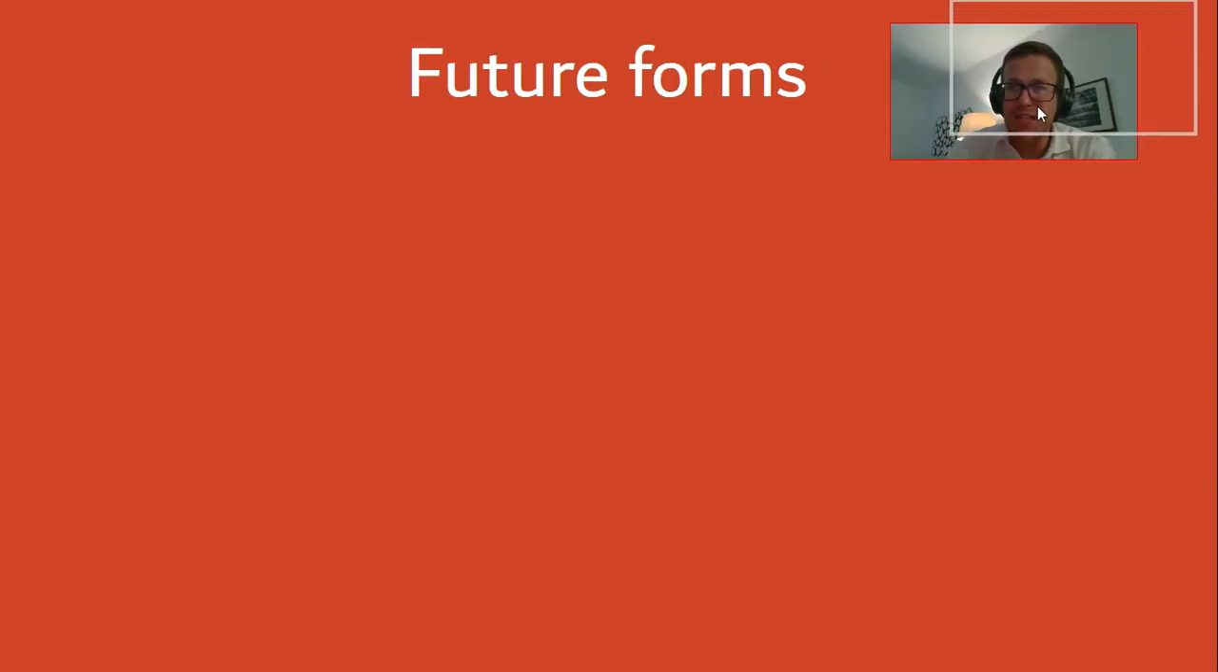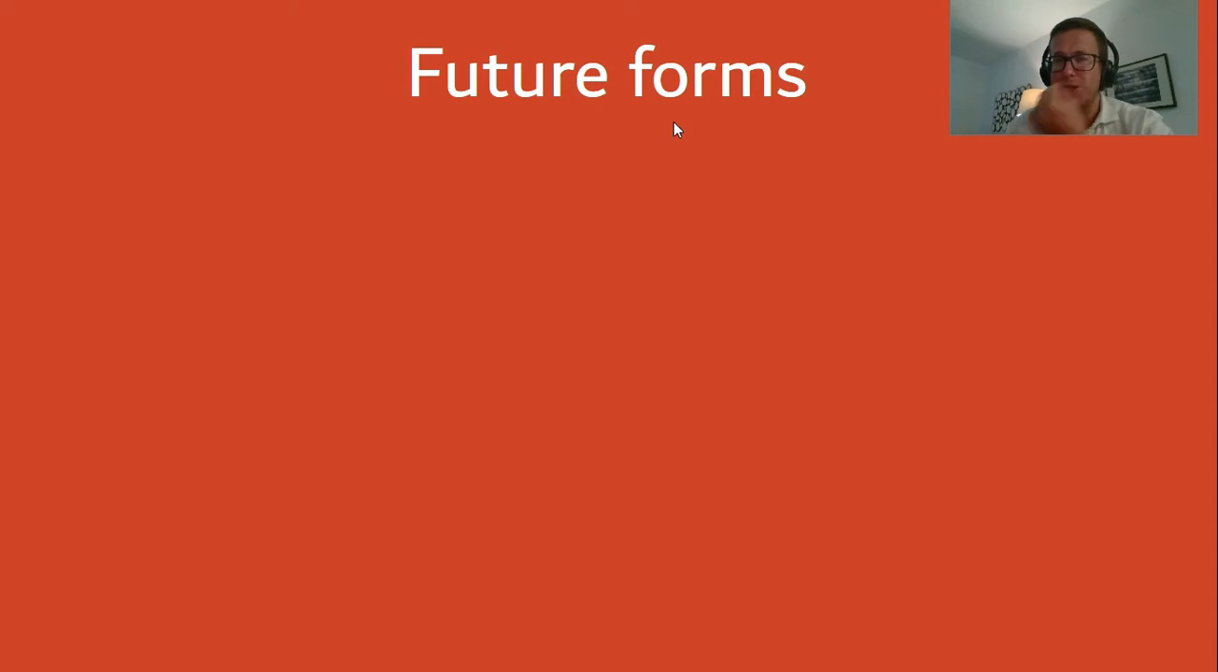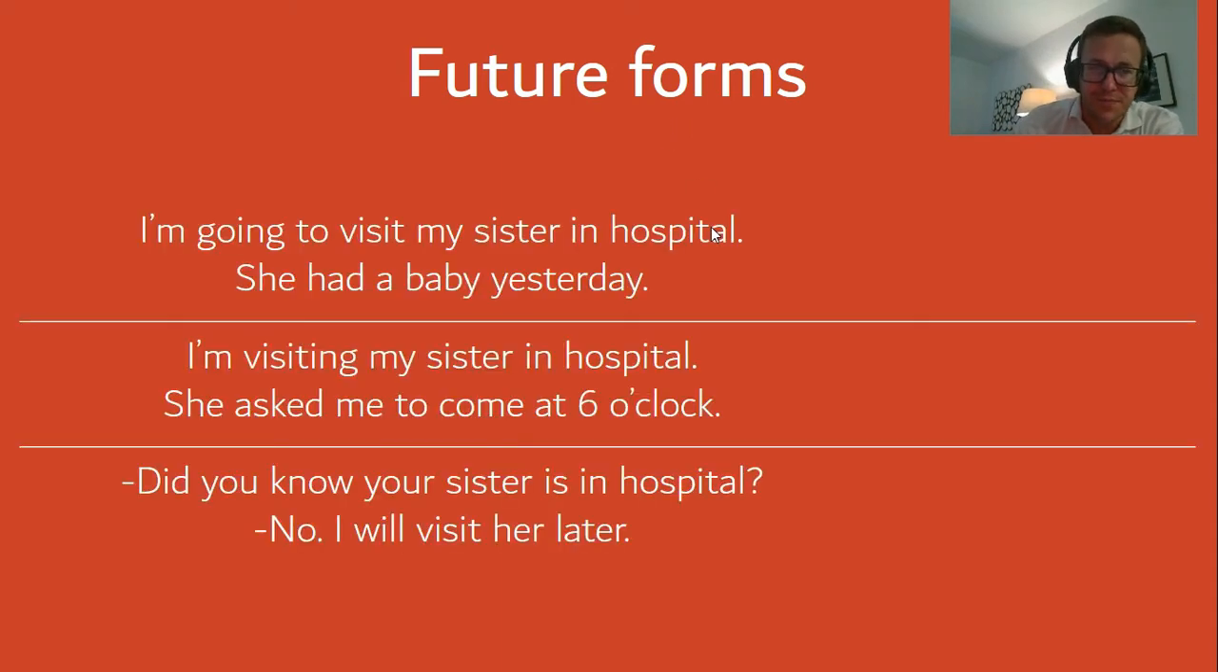The grammar we did in this unit was future forms. So here's 3 sentences. I'm going to visit my sister in hospital. I'm visiting my sister in hospital. I will visit her later. So we're using 3 different futures here. I'm going to highlight them in yellow. Take a look. These are 3 different forms of the future.